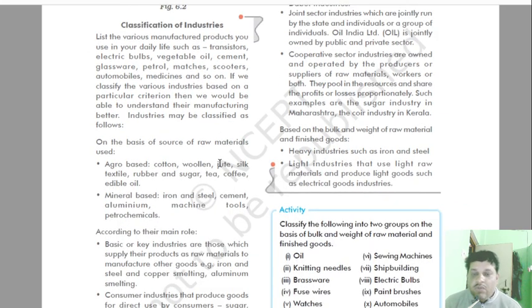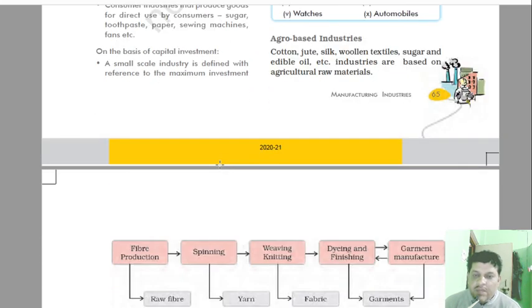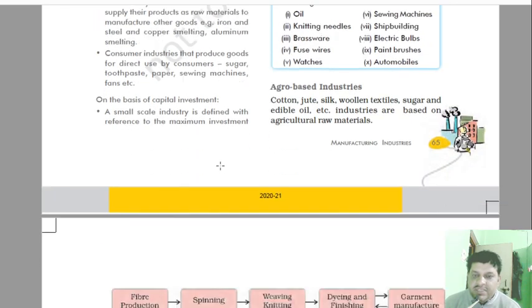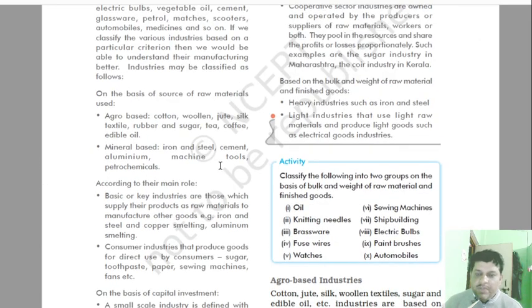So on the basis of ownership, there are public sector, private sector, joint venture, and cooperatives. Based on the bulk and weight of the raw material, how bulky and heavy is the raw material being used in that industry? That is called heavy industry, like iron and steel, and light industry uses light raw materials and produces light goods, such as the electrical goods industry. So in this way, we come to know about the different types of industry. Now we will discuss different kinds of industry one by one in the next video lesson.